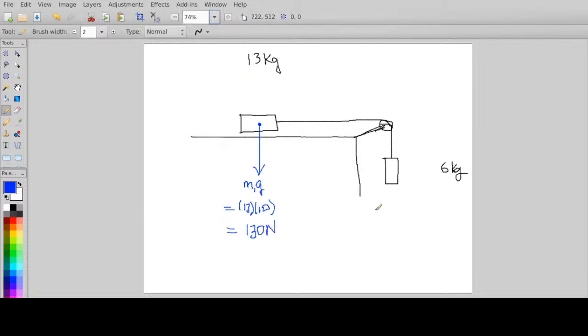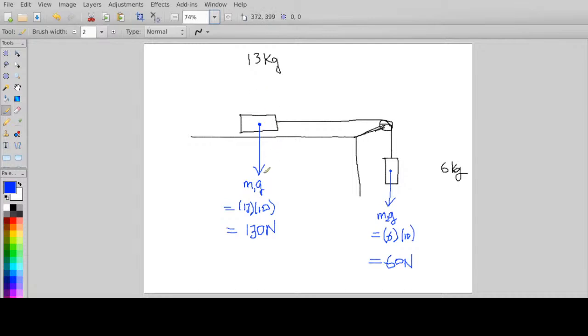Now we should probably finish this one off first, but it's okay. We can add gravity for this one. Let's do that just to show you that they're different. It's still the same formula, but because it's a different mass, we'll call this one m2g. This time for this one, you're not going to put in 13, you're going to put in 6. So 6 times 10, and that gives us a total of 60 newtons. All right, let's go back to the first one.